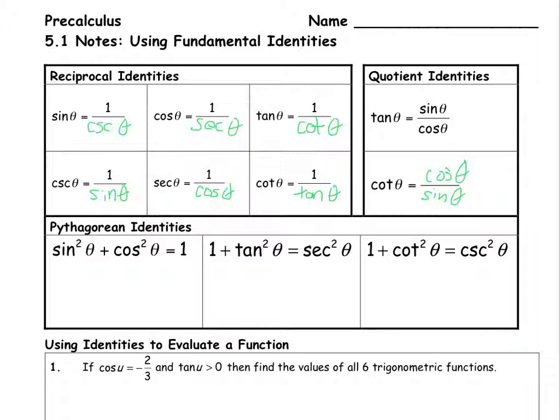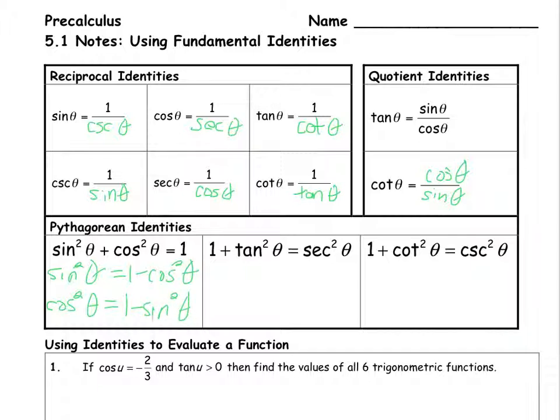But remember that we can rewrite these Pythagorean identities. We could change the order around a little bit. Like let's say we wanted to solve for sine squared theta. So I would have sine squared theta equals 1 minus cosine squared theta, right? I just moved the cosine squared to the other side. What if I wanted to solve for cosine squared theta? Same thing. Move sine over to the other side. 1 minus sine squared theta.